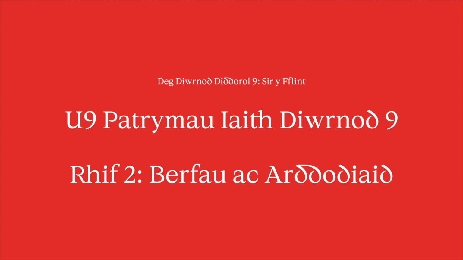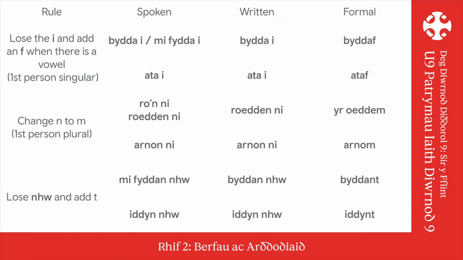Berfau ac arddodiaid. Verbs and prepositions. Often in formal Welsh, you don't use pronouns, rhagenwau, after verbs, berfau, or prepositions, arddodiaid. Here are a few rules. Lose the e and add an f when there is a vowel, first person singular. Bydda i. Mi fydda i. Byddaf.